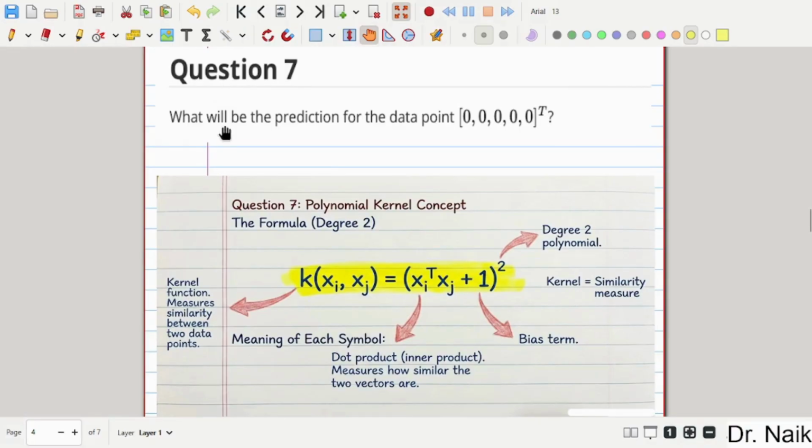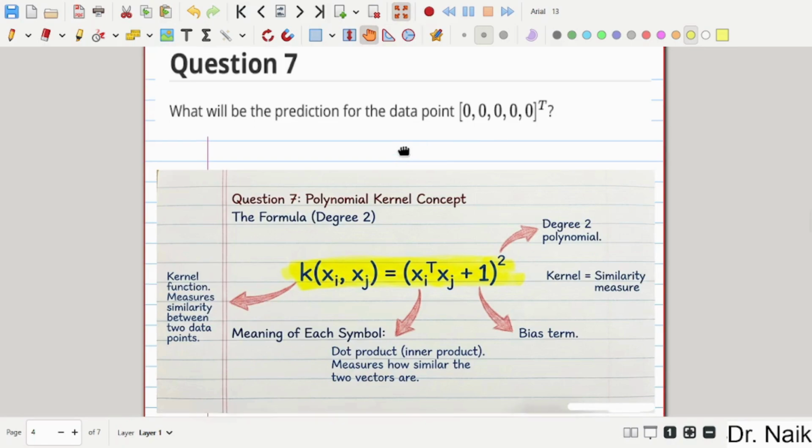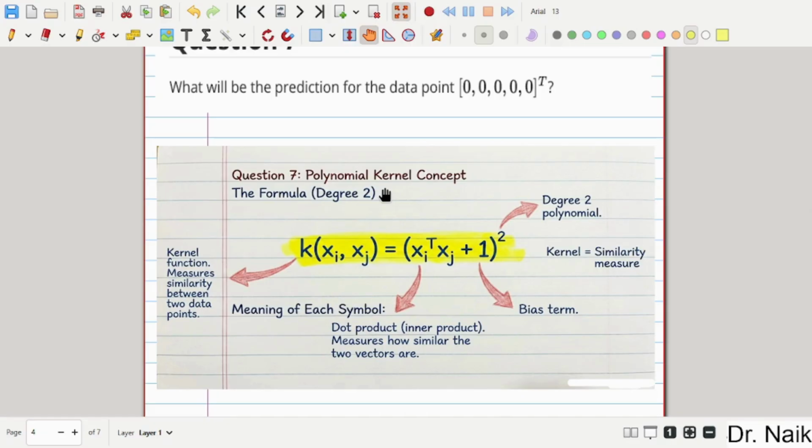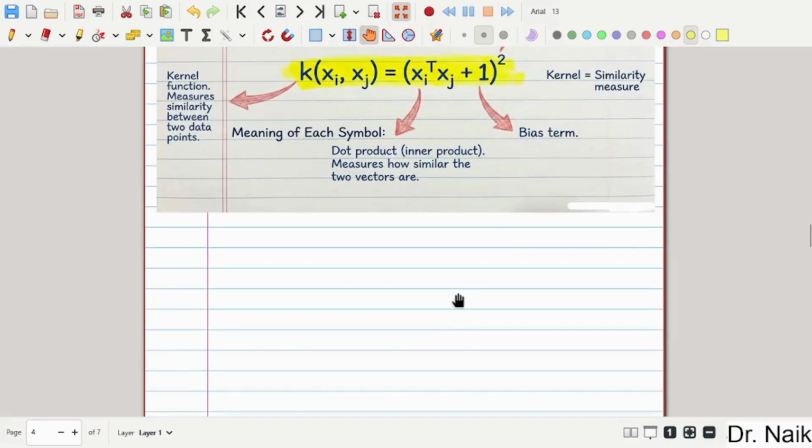Consider question 7. What will be the prediction for the data point, the row vector 0, 0, 0, 0, 0 transpose? For the polynomial kernel, the formula of k of xi, xj is equal to xi transpose xj plus 1, squared. K of xi, xj measures the similarity between the two data points, and xi transpose xj is a dot product, an inner product. It measures how similar the two vectors are. The 1 is the bias term and 2 is the degree of the polynomial. So the kernel measures the similarity between the two data points.